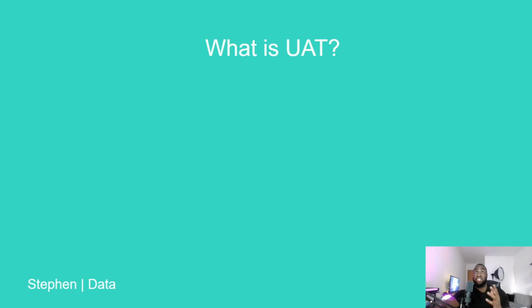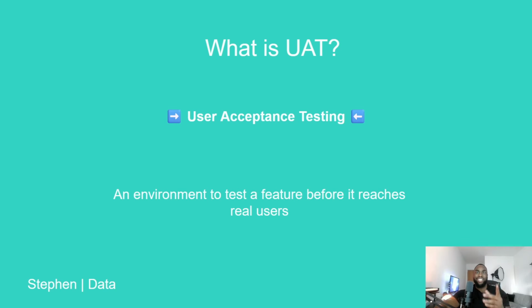So the question is, what is UAT? UAT stands for User Acceptance Testing. And this is basically an environment to test a feature before it reaches real users. Think about it as a safe environment where you test changes before they go live. There are 2 environments, right? There's production environment and there's UAT environment.